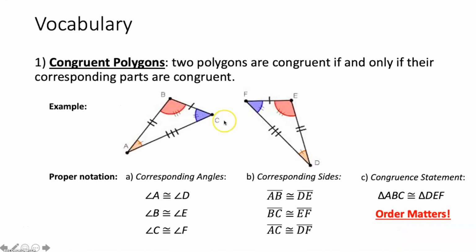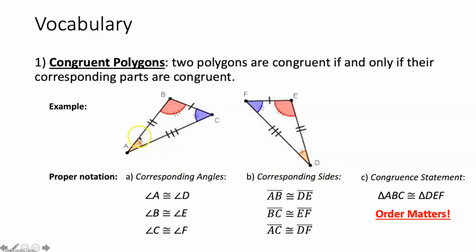First thing we're going to talk about are congruent polygons. So two polygons are congruent if and only if their corresponding parts are congruent. So here we have two triangles down here. And we know these two triangles are congruent because their corresponding parts are congruent. And by corresponding parts, we're talking about their corresponding angles and their corresponding sides. So let's first look at the angles.